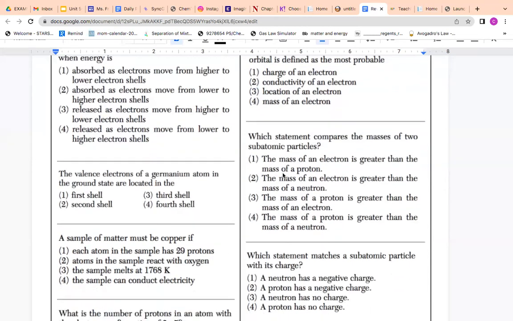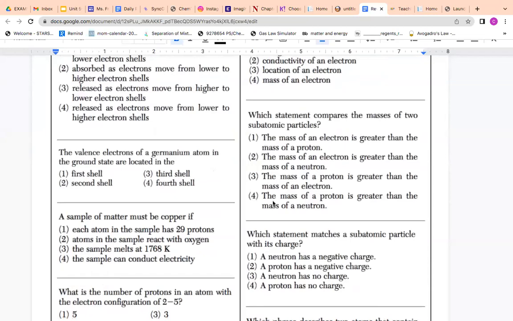Moving down. Which statement compares the masses of two subatomic particles? Number 1, the mass of an electron is greater than the mass of a proton. What would be easier right now would be to just write out the masses of everything. So we've got neutrons and protons. Those are both in the nucleus, and they make up most of the mass of the atom. They have the same mass. They are both 1 AMU, or you can also see it written as 1 U. Electrons, for all intents and purposes, have basically no mass. So we just say that it's 0, pretty much.